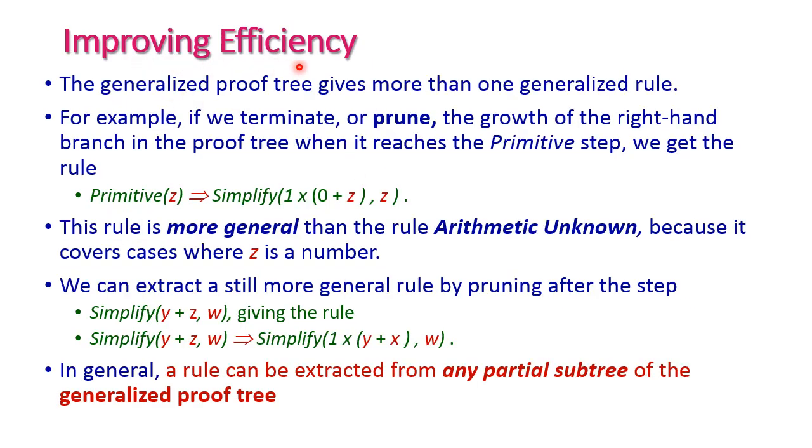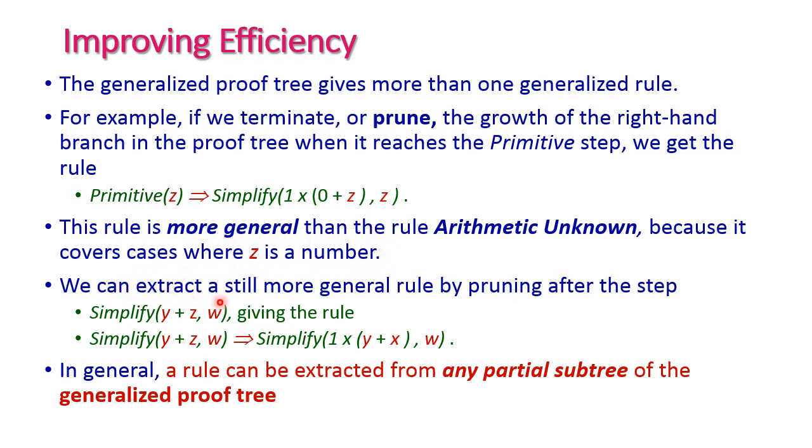And next we will move to improving efficiency. And up to this we have seen the generalized proof tree, which gives more than one generalized rules. And for example, if we terminate or prune the growth of right hand side branch of the proof tree when it reaches the primitive steps, primitive means an original number maybe, and get the rule, this is our new rule, primitive of z, which gives simplify 1 into 0 plus z comma z, and this particular rule is more general when compared to arithmetic unknown because it covers the cases where z is the number.